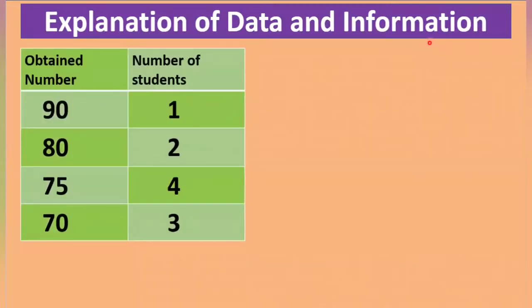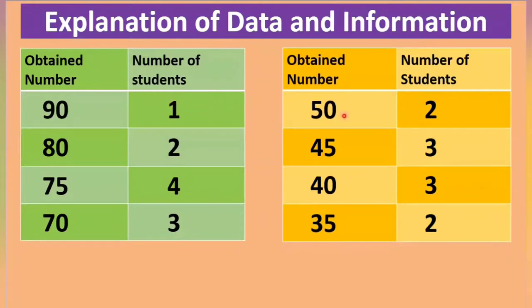See, here is another example. Here you can see one table and here another table. These are the obtained marks of how many students? 10 students in your class 6 examination who obtained more than 60 in the maths exam. And in this table, you again get the marks of 10 students of class 6 who obtained less than 60 marks in their examination.